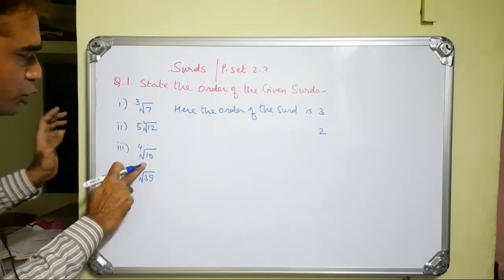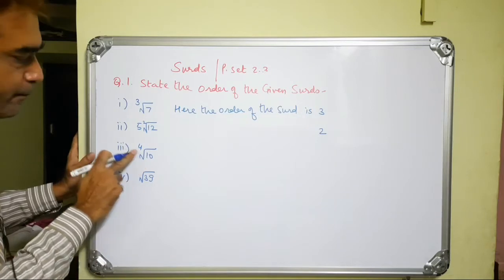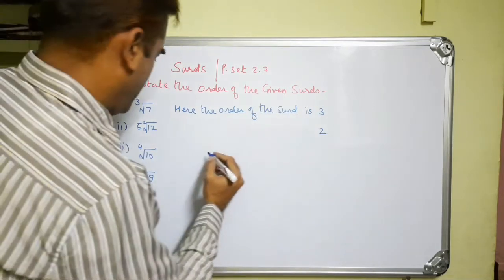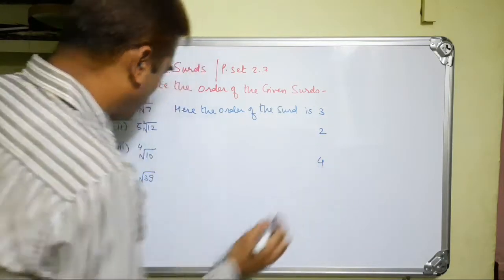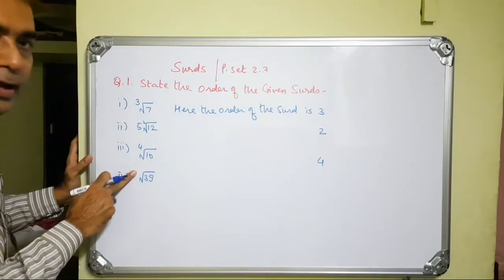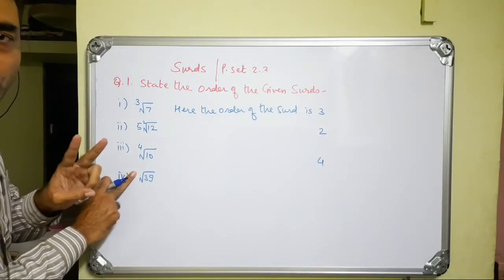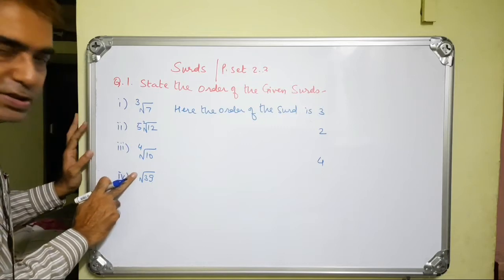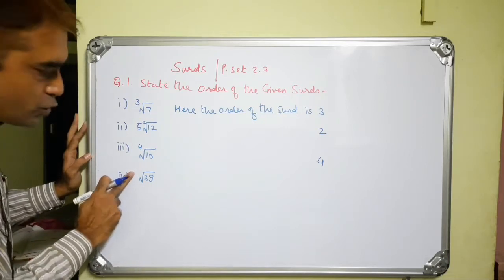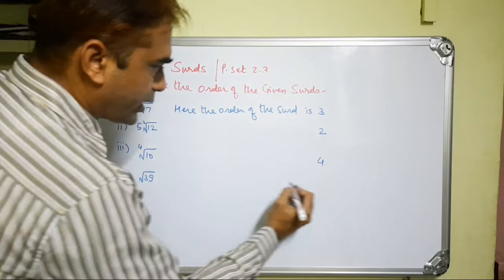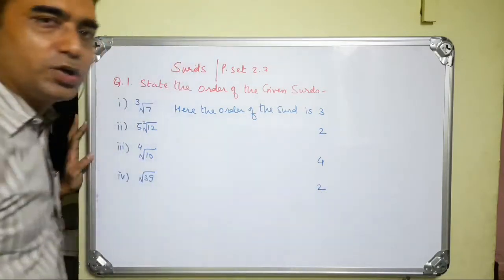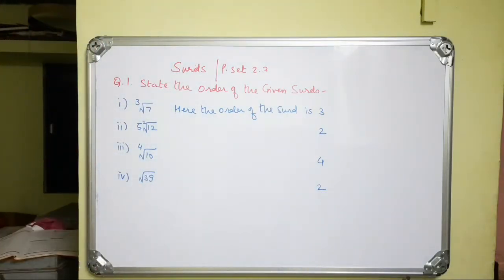Next, 4th root of 10. What is the order here? Order is 4. Here the order of the surd is 4. And what is the order here? No order means order is 2. If there is no order, then the order of the surd is 2. So here again the order of the surd is 2. Okay, very simple.